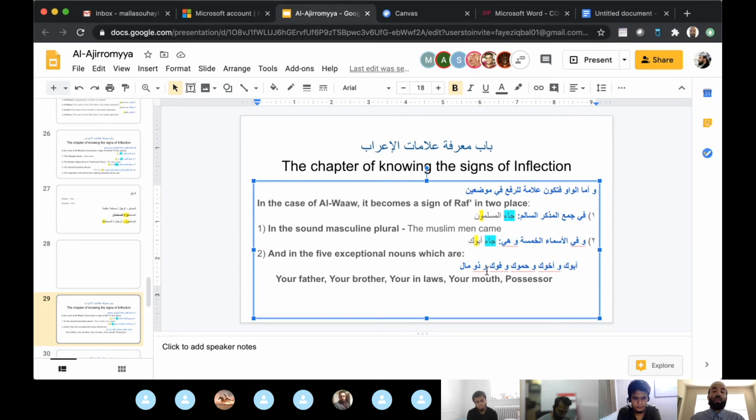Nouns by default have diacritical marks for their inflections, and verbs by default have letters for their inflection. That's the difference between nouns and verbs.